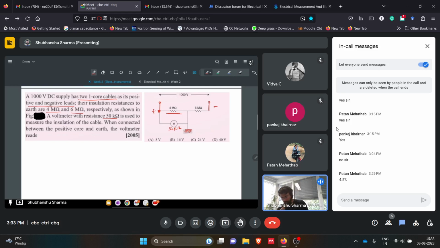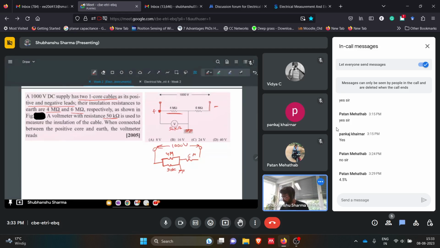So I think this is also very simple. We have this 4 mega ohm here, we have 50 kilo ohms here, and we have 6 mega ohms here, and we have a ground here, and we have a voltage drop of 1000 volts here. So just tell me what will be the answer.